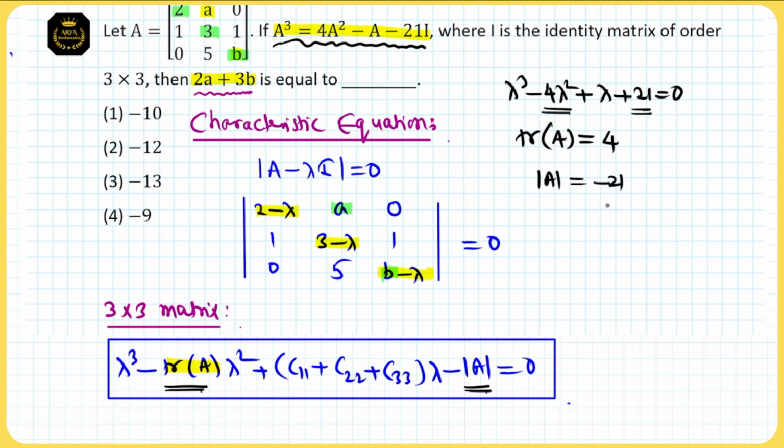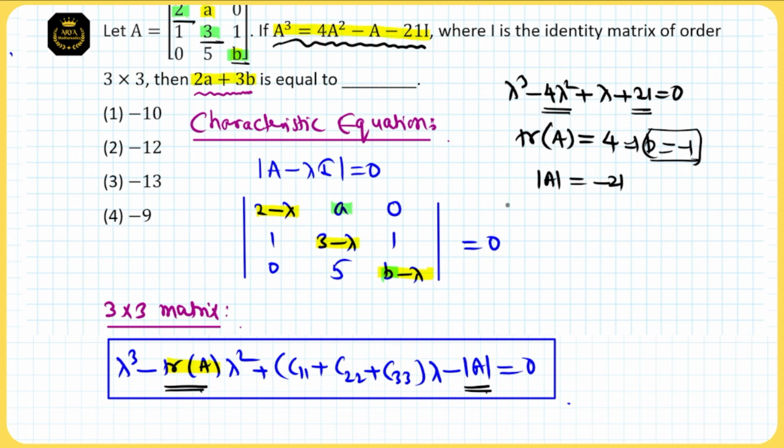And there are two unknowns, so these two equations are sufficient to find the values of the two unknowns, a and b. One is a, another one is b. If trace of A is 4, then 2 plus 3 plus b is the trace, so the trace is b plus 5. This must be 4, so b is minus 1. As you can see, we directly got the value of b.